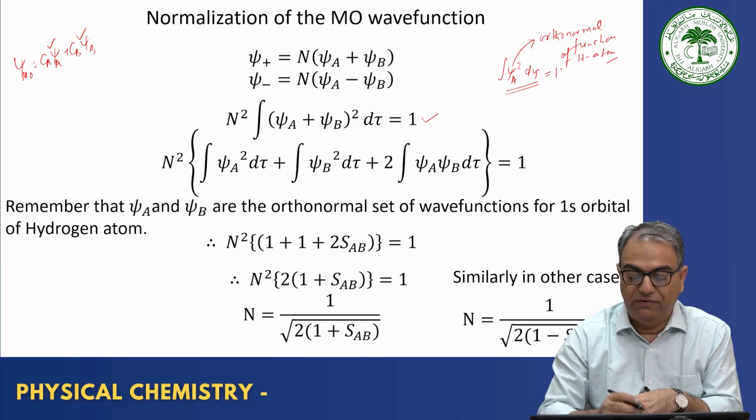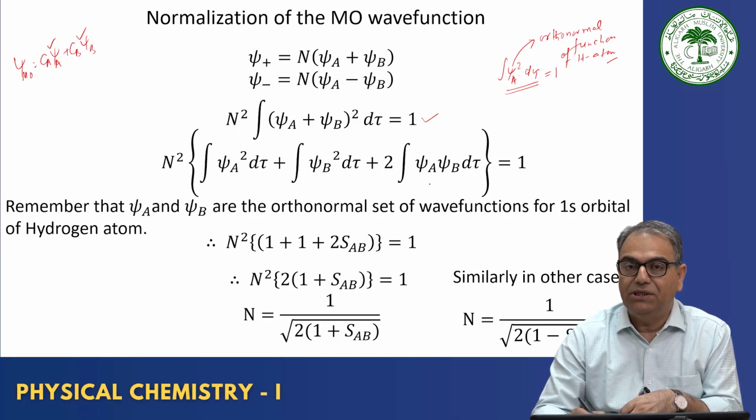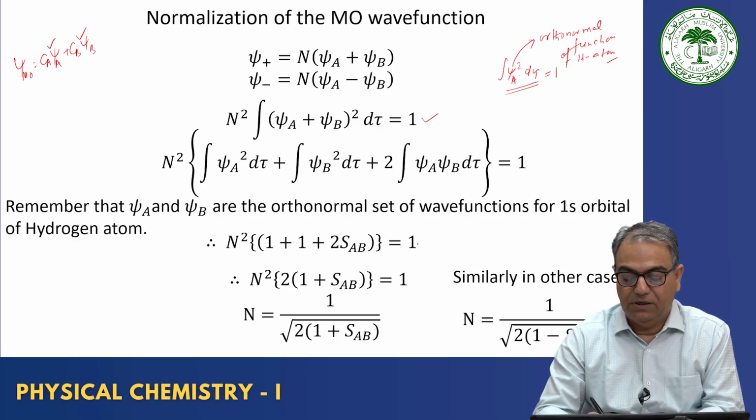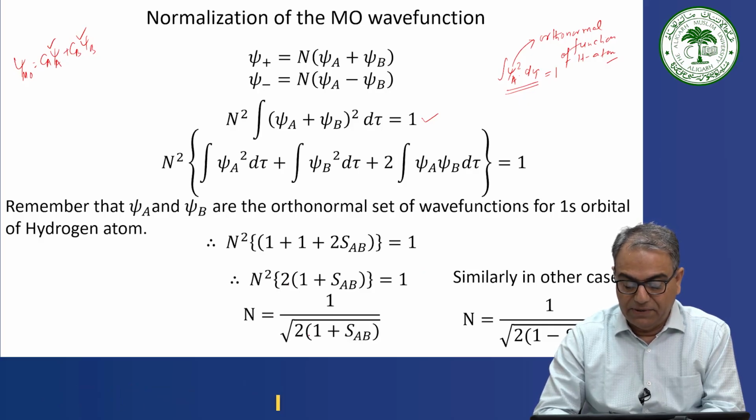So the integral of psi b square d tau will also be equal to 1. So 1 plus 1, 2, and then the integral of psi a psi b d tau is given the symbol of overlap integral, Sab. So 2 plus 2 Sab is equal to 1. This you can write as n square into 2 into 1 plus Sab is equal to 1. So it is 1 divided by root under 2 into 1 plus Sab, the normalization constant.